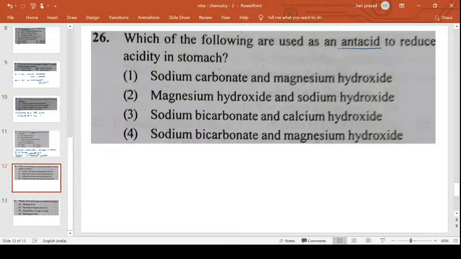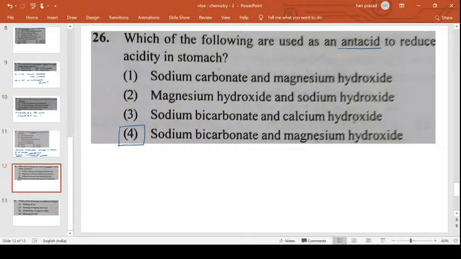Now, antacid. Antacid is taken in order to neutralize excess acid in the stomach. For that, antacid is taken. Now, which one is used as antacid? Sodium bicarbonate is used as antacid. Magnesium hydroxide is used as antacid. So, sodium bicarbonate and magnesium hydroxide are used as antacids.